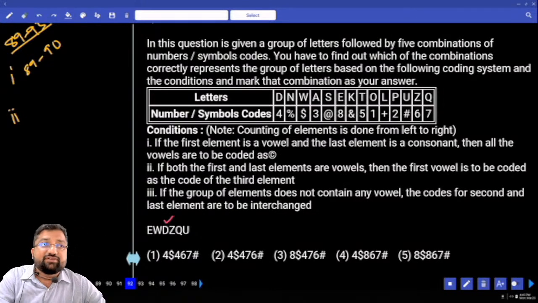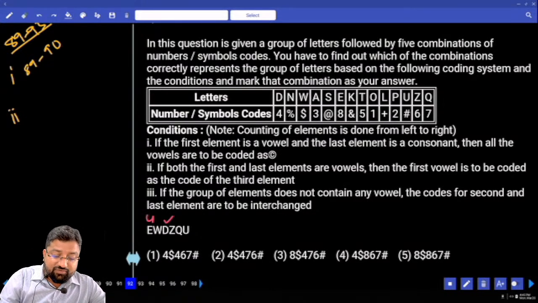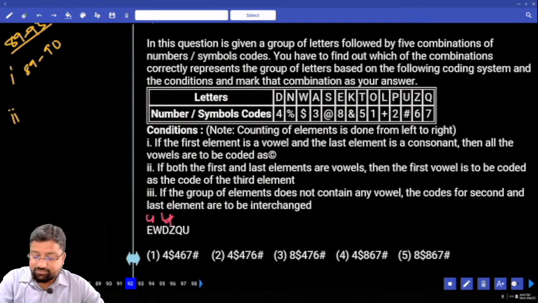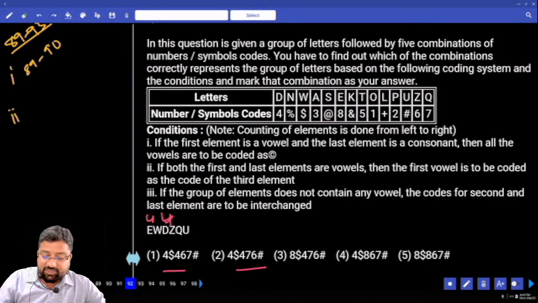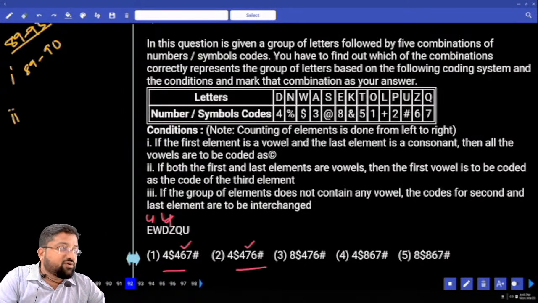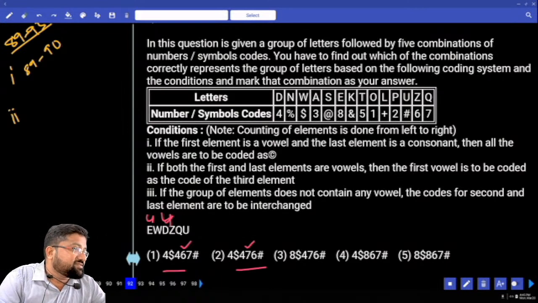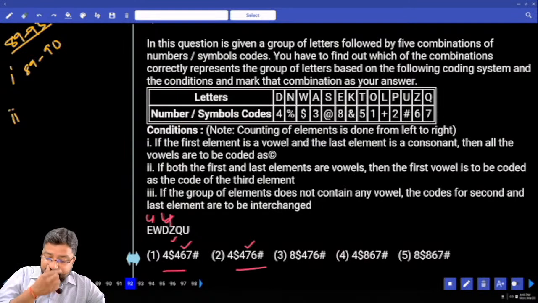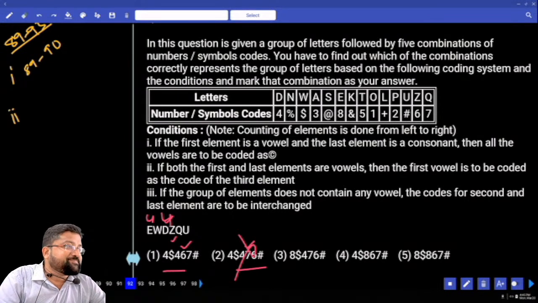What is the code for D? 4. So the first place should have 4, here also 4. So how many options do I see? 4, 4, 6, 7. If I go with the fourth element, it is clear for us. The fourth letter is Z. Z and 6. Which option is my answer? First option. Clear?